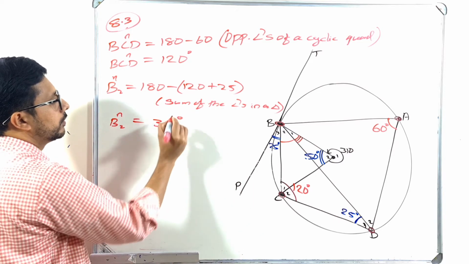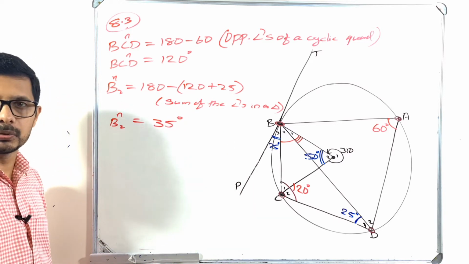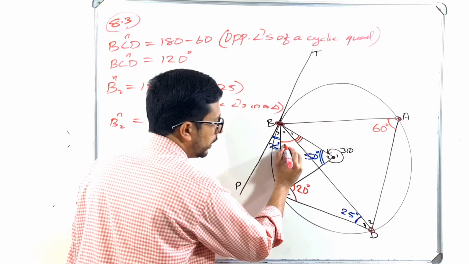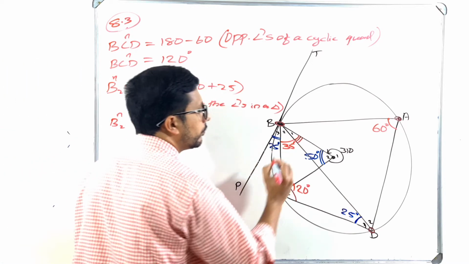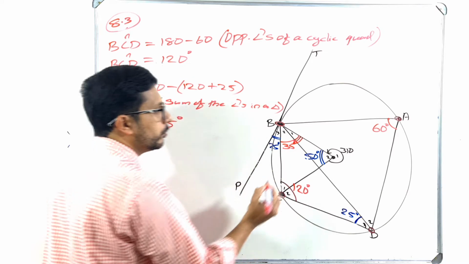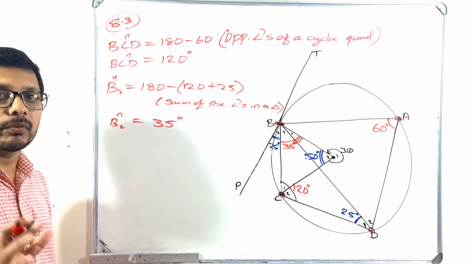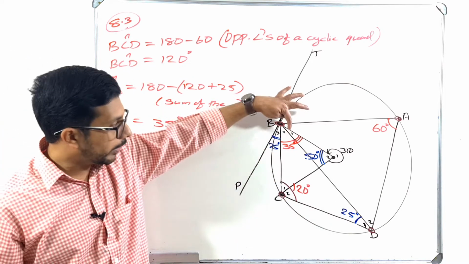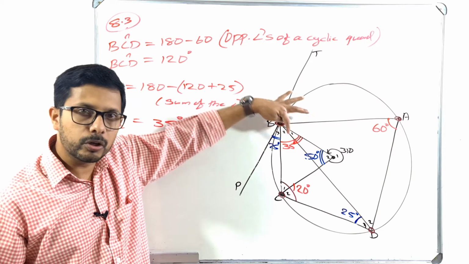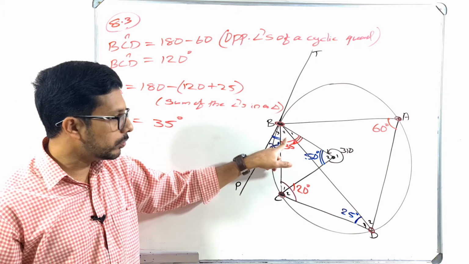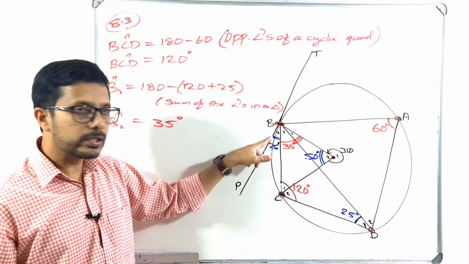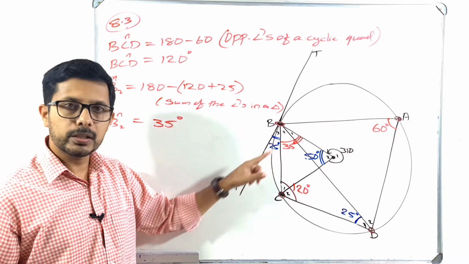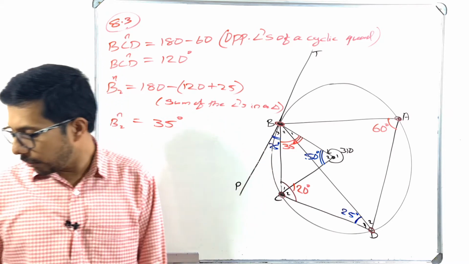So angle B2 is equal to 35 degrees. So it means that this angle is 35 degrees, angle B2. But still we are not there. What is our question? We have to find this angle B1, not B2. But we got B2 as 35, and what is B3? B3 is 25.